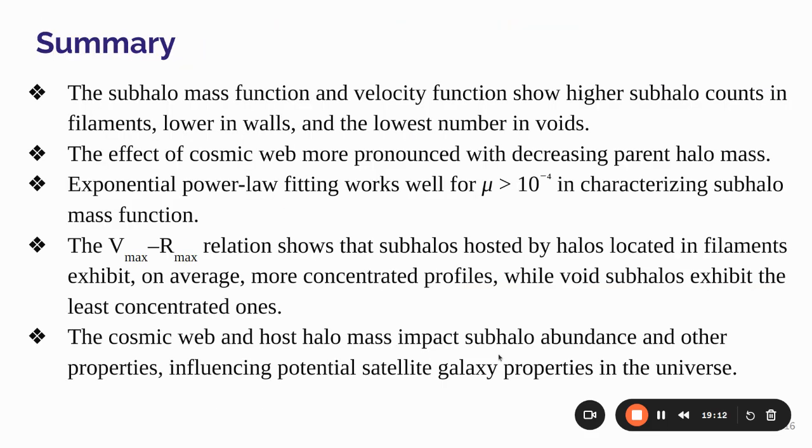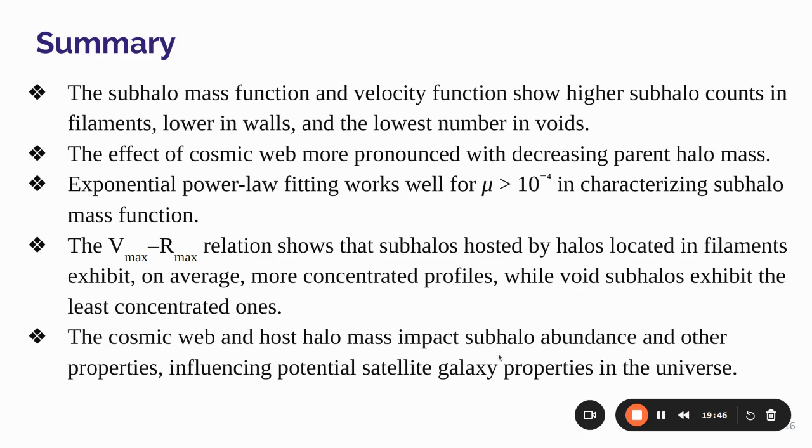So to summarize my presentation, both the subhalo mass function and velocity function show that higher subhalo counts are found in halos hosted by filaments and the lowest in voids. Both functions show that the cosmic web effect is more pronounced in the lower parent halo mass ranges. And the other thing is that the exponential power law fitting works better for the subhalo mass function than the single power law fitting, especially for the high mass end.